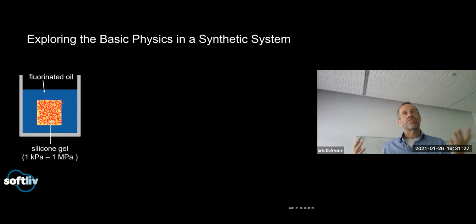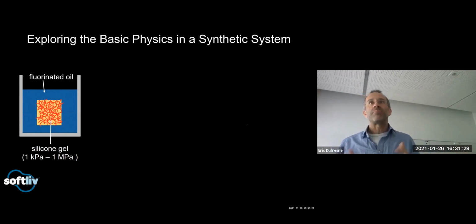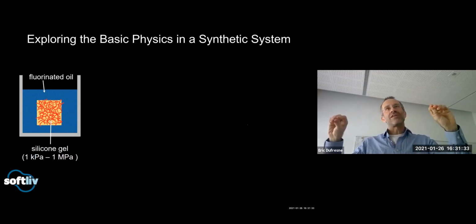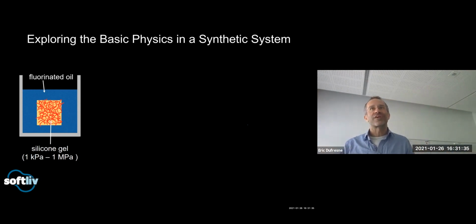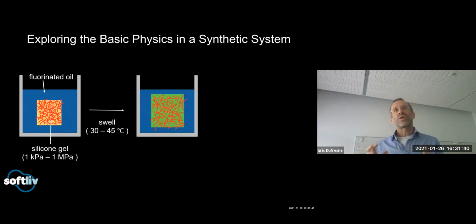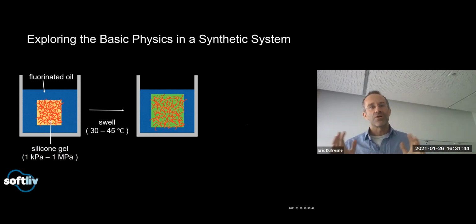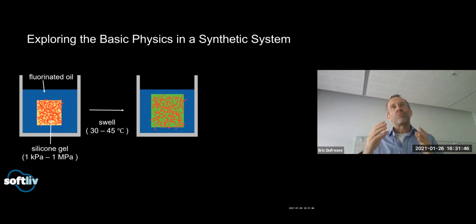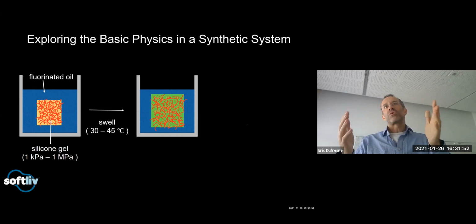And then we put it in another very non-biological fluid. We put it in a fluorinated oil, okay? That's where you would take an alkane and substitute the hydrogens for fluorine. And the thing about fluorinated oil is that it's got a weak solubility in silicone oil and in silicone networks. And so we put it in a bath of silicone oil at an elevated temperature, typically 40 degrees, and we typically do it for a couple of days.